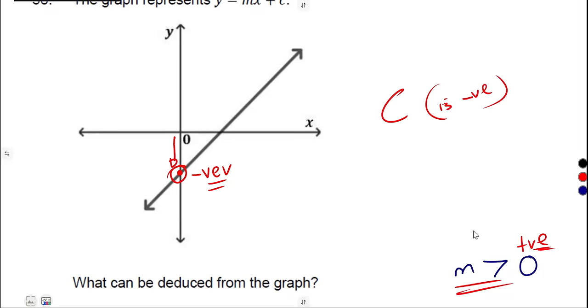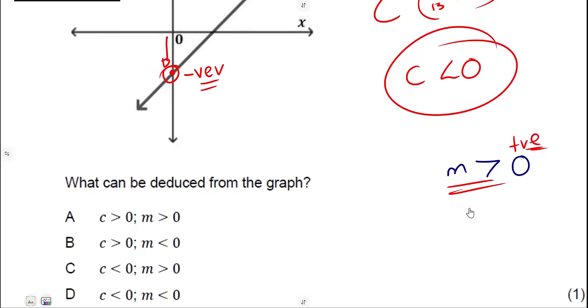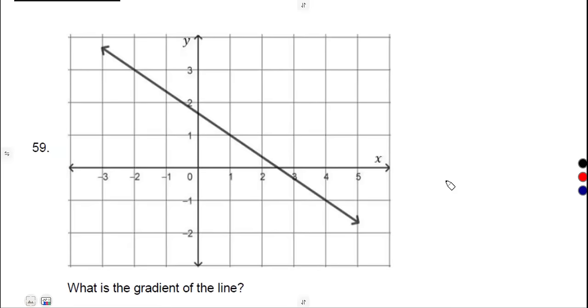A value which is negative is a value that is less than 0. So c is less than 0, where m is positive, greater than 0. C is less than 0, m greater than 0. C was the best answer to describe that condition. Number 59.